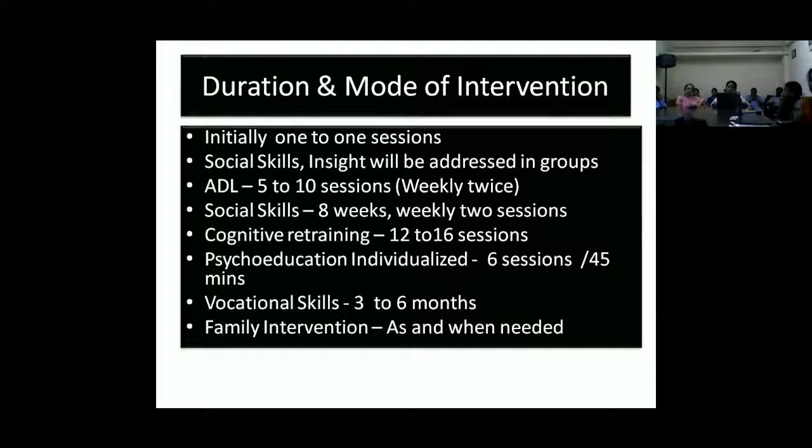Psychoeducation for the family will be done individually. If needed, they will also attend the caregiver education program, which we conduct every month on the fourth Saturday. Family intervention for issues like frustration and caregiver burden will be handled in one-to-one sessions as and when needed.